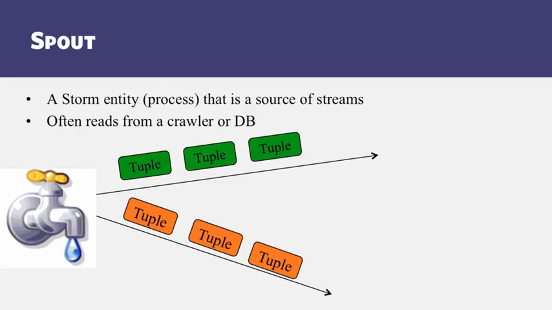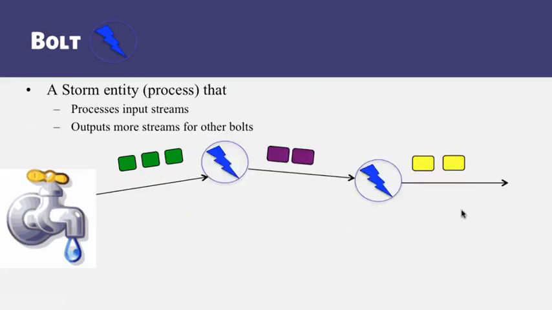So a spout can generate multiple streams. So here I have a green stream of green tuples and an orange stream of orange tuples being generated simultaneously by the same spout. How do you process these streams? Well, the entity that processes a stream is known as a bolt in Storm. A bolt processes input streams, typically just one input stream, but it can process multiple input streams as well. And in turn, it generates an output stream, which is then fed to other bolts.